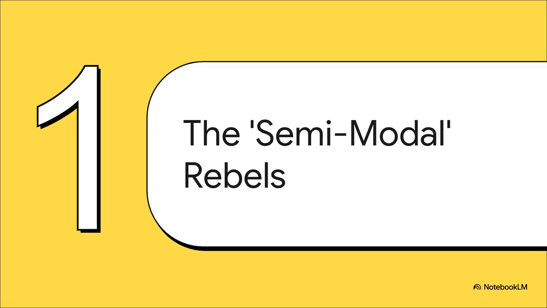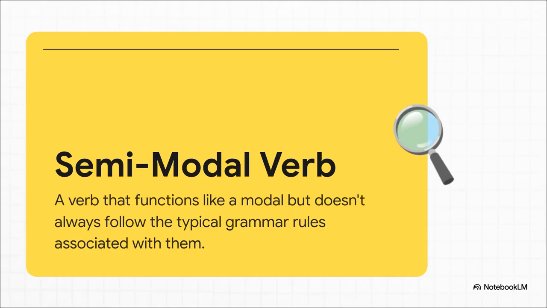And that brings us to the official name for our group of rule breakers. They're the semi-modal verbs. So let's get to know them a little better. All right, so what is a semi-modal verb exactly? Well, you can think of it as a verb that's kind of living a double life. It helps out the main verb, just like a pure modal like can or should does, but it also sometimes acts like a totally regular verb. And that's where it gets its rebellious streak.